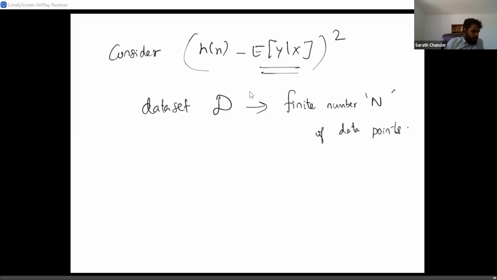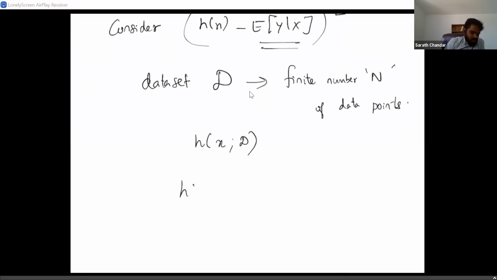Okay, so to highlight the fact that the hypothesis is learned from the data, we are going to call h as h of x given the data. Instead of just calling it h of x, we are going to call that h of x given the data. So now the loss becomes h of x given the data minus E of y given x, the whole square.